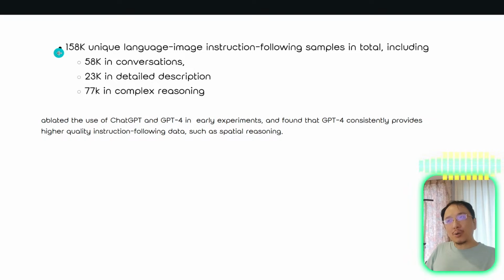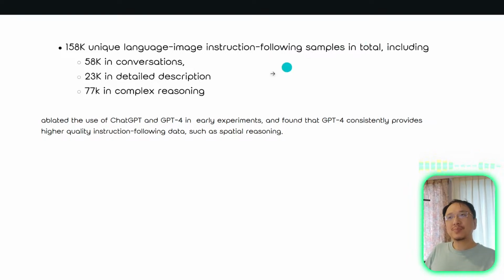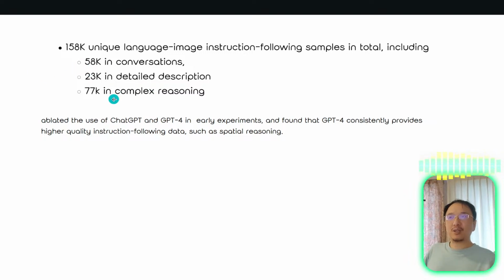So they generate 158,000 unique language-image instruction-following samples. And these are the numbers in different categories. They have three different categories. They tried different approaches. This one is the best approach they got when they developed LLaVA.